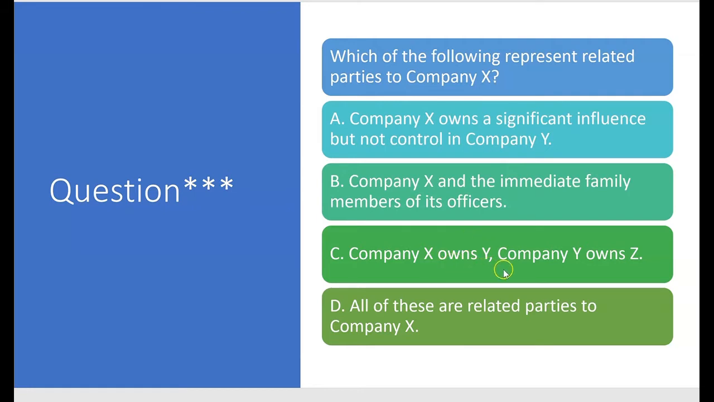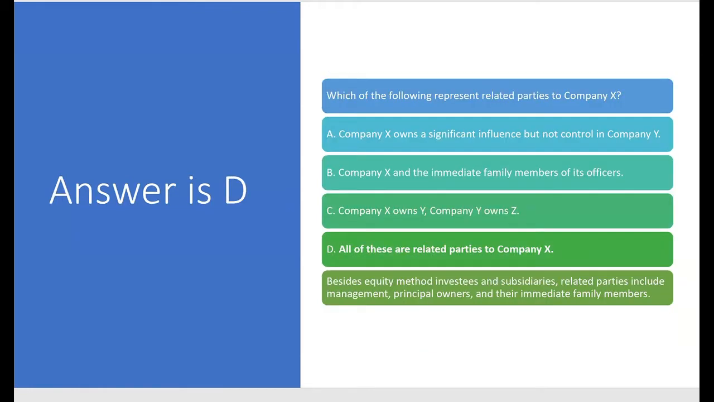C, Company X owns Y, Company Y owns Z. They are all related to Company X. Since Y owns Z and Y is wholly owned by X, then X, Y, and Z, they're all related parties. And D would be the right answer. So besides equity method investees and subsidiaries, related parties include management, principal stockholders, and their immediate family members.